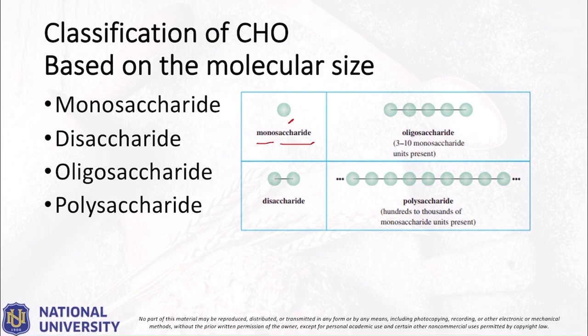It is the simplest carbohydrate, monosaccharide. It is the building blocks, okay? Building blocks of carbohydrates. Next, we have disaccharide. Di means 2, saccharide means sugar, so 2 units of monosaccharide, si disaccharide. And next, we have oligosaccharide, 3 to 10 monosaccharide units present. And then polysaccharide, meaning many, hundreds to thousands of monosaccharide units present.